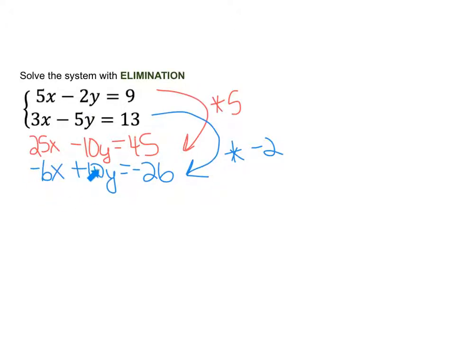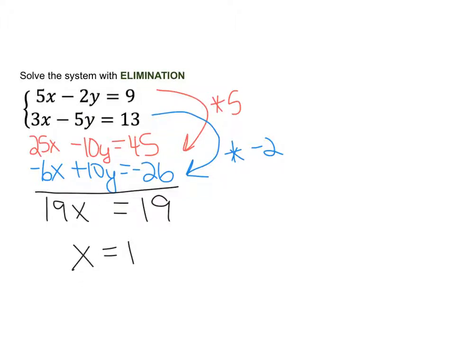And now we're all set for the y's to eliminate. So we're going to add these two equations and see what happens. Let's go ahead and do that. Draw our equal sign and go ahead and start adding. We get 19x equals 19. Well, that means x is 1 when you divide both sides by 19.